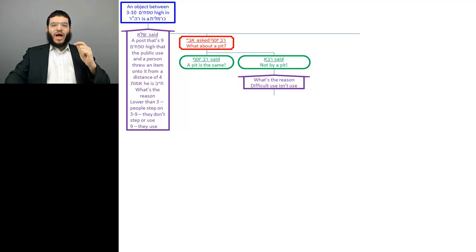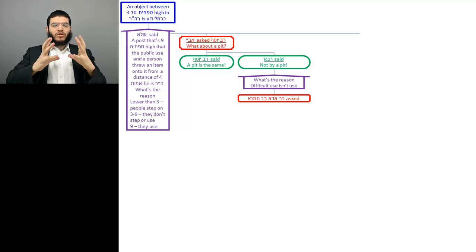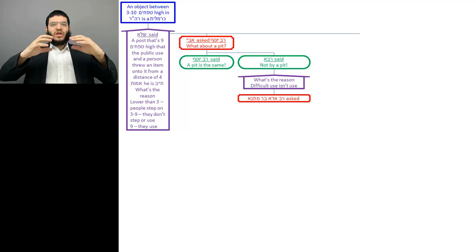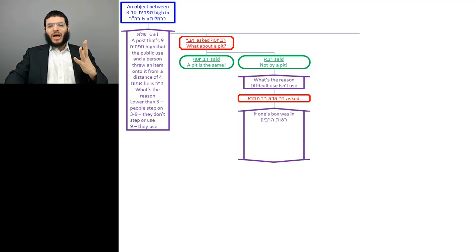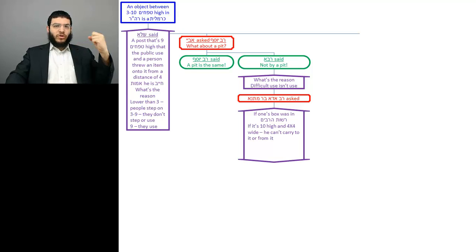So the Gemara begins. Rav Adda bar Masna asked a question from a Brisa. So we're going to present the Brisa now in an arrow pointing upwards and downwards, because it's the background information to the question, and it'll lead into the actual question itself. So it says in a Brisa, if one's box was resting in the Rishus Harabim, the din is as follows. If it's 10 tefachim high and 4 by 4 tefachim wide, so it has the dimensions of a Rishus HaYachid, it's a Rishus HaYachid. And as a result, he can't carry to it from the Rishus Harabim, or from it to the Rishus Harabim, because that's carrying from Rishus Harabim to Rishus HaYachid, or from the Rishus HaYachid to the Rishus Harabim, which is Asur.